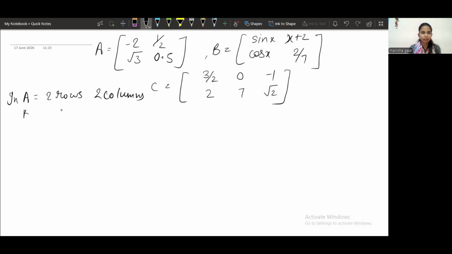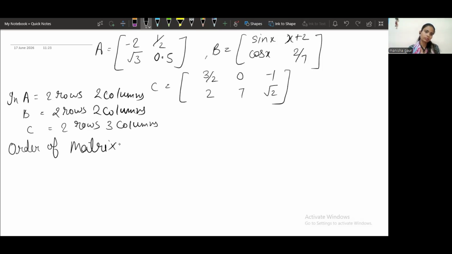In B, same, two rows, two columns. In C, there are two rows, three columns. Okay. So let's introduce one another term in matrix, that is order of a matrix.